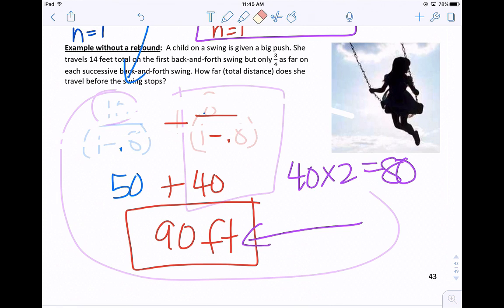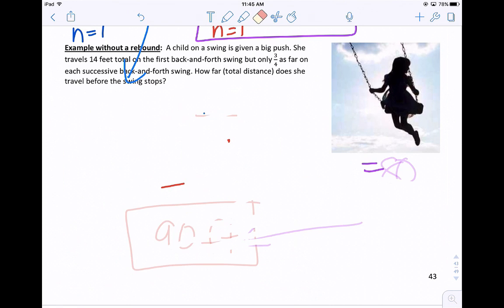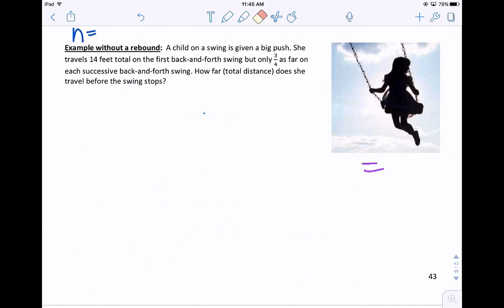All right, last, what if it doesn't have a rebound? A child on a swing is given a big push. She travels 14 feet total and 3/4 as far on each successive back and forth swing. How far does she travel before the swing stops?